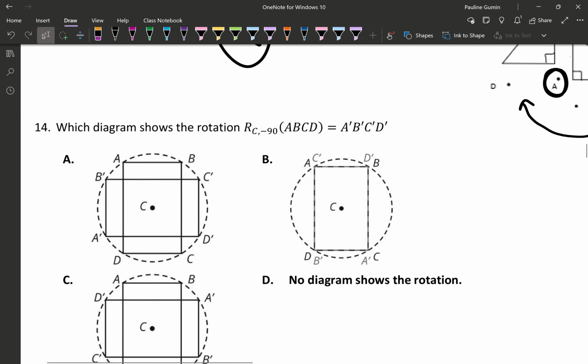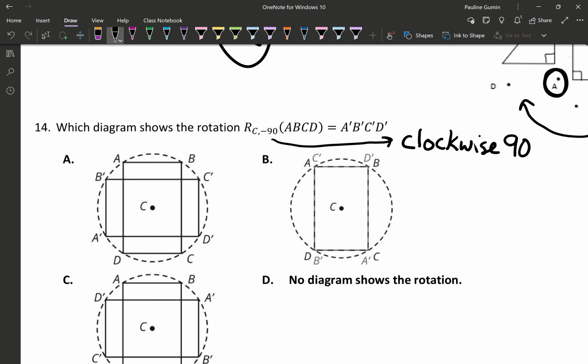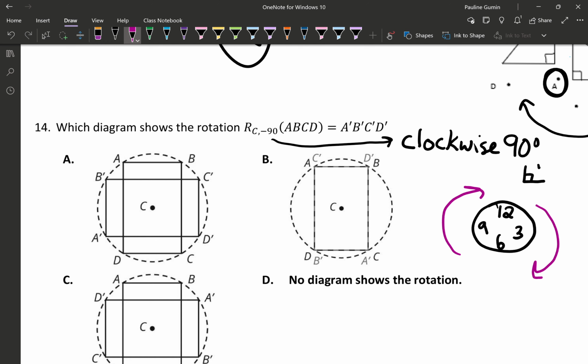Alright. Number 14, which diagram shows the rotation R C negative 90 of ABCD equals A prime B prime C prime D prime? Now what this is asking us to do is a negative 90-degree rotation. Well, negative 90 is clockwise 90 degrees. Now remember, 90 degrees is a nice little L shape. Clockwise, let's draw a clock. 12, 9, 6, 3. Clockwise goes with the clock.